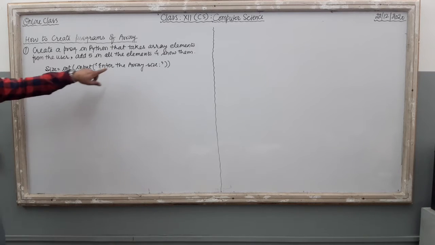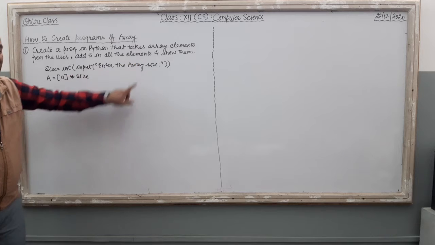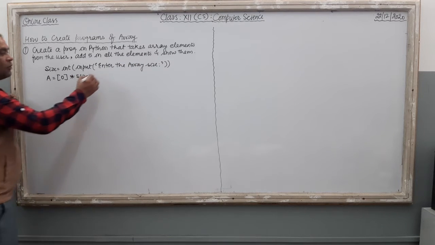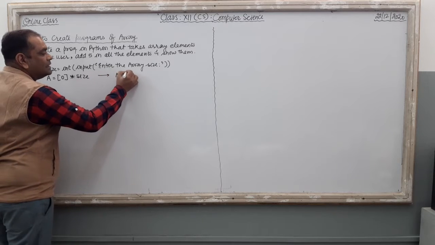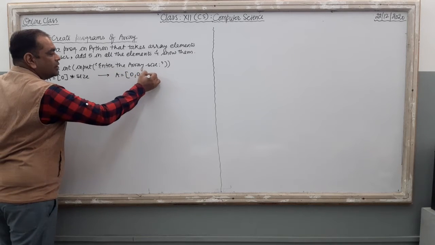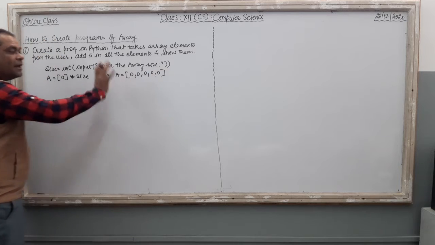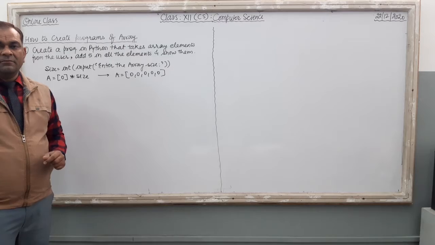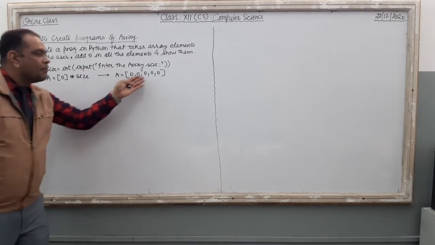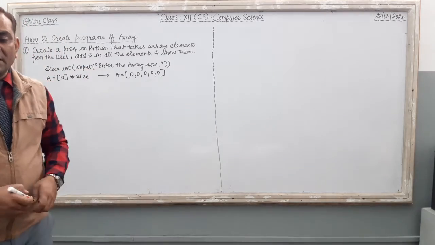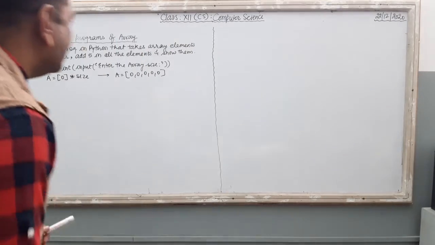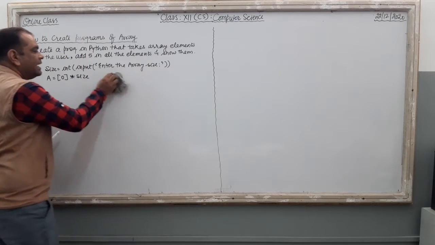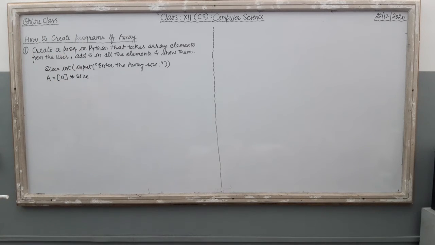Suppose the user has entered 5 in the size variable, then what will happen? a equal to 0 into size means what? The computer converts this a into this: 0 0 0 0 0. So 5 elements are already added with the default value 0 in this array. If 7 is entered, then the computer converts this array with 7 digits. So this line is responsible for creating an array by using a default value.